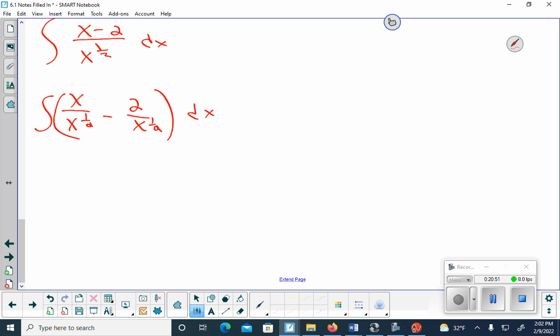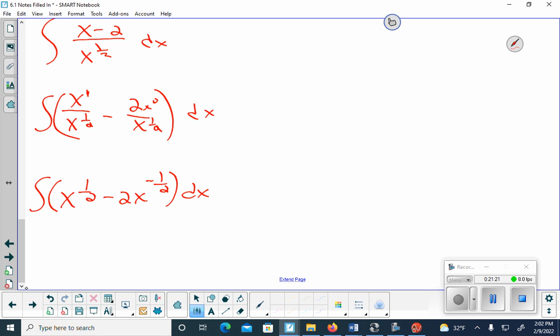So then I'm going to think of this as x to the 1/2 minus 2 times x to the negative 1/2. Everyone good? This is understood to be the 1, so 1 minus 1/2 is 1/2. This is understood to be like x to 0, so 0 minus 1/2 would be negative 1/2.